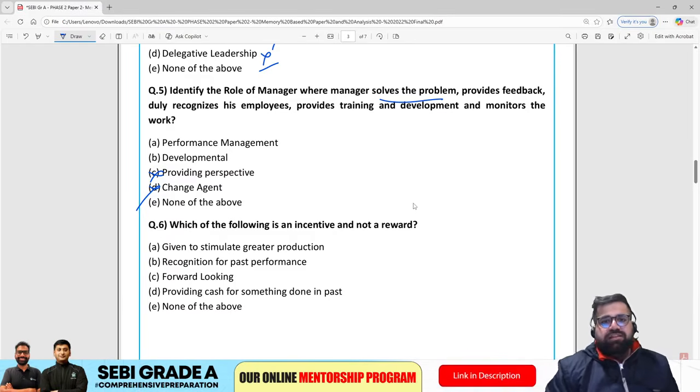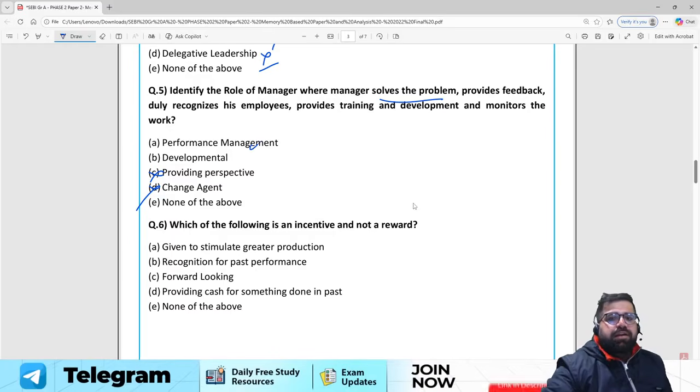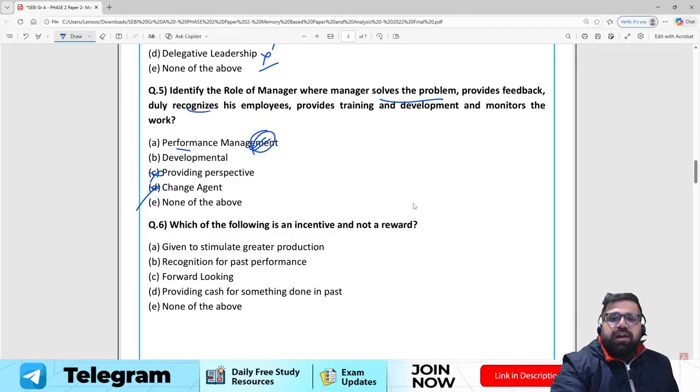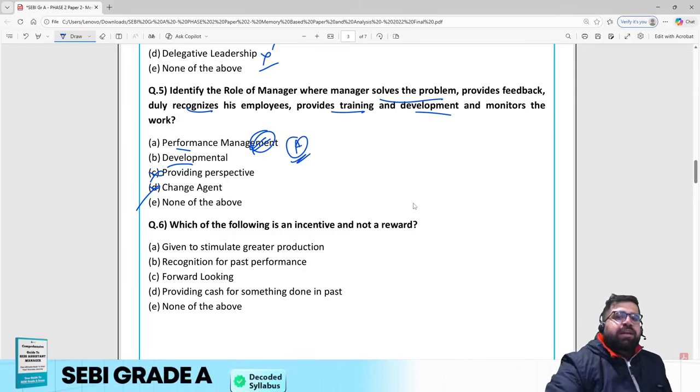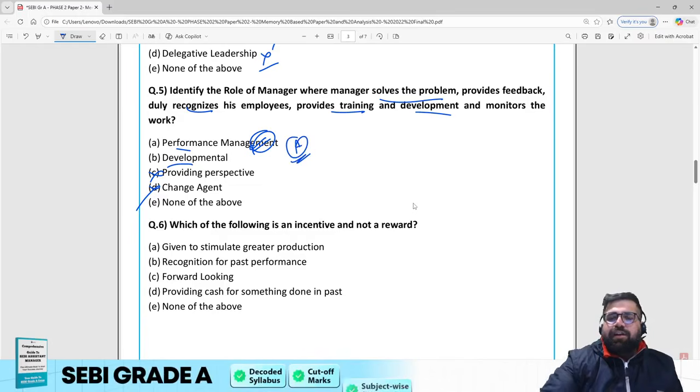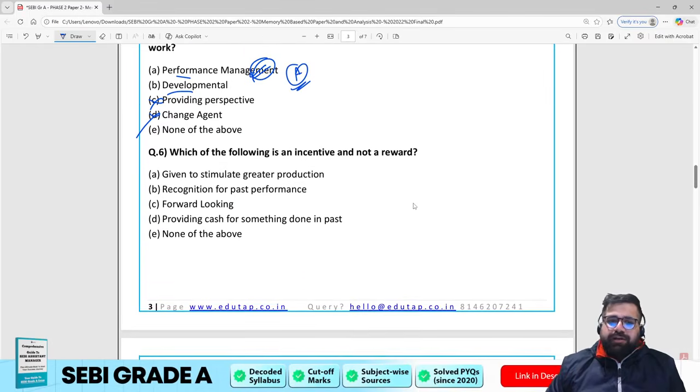So what will be the answer? The correct answer is performance management. Basically in performance management, you recognize the employee, you provide training and development also. Right? If I choose developmental, then it's more of future oriented, not of like current work. So therefore my answer will be option number A. This was a kind of a tricky question, so I will rate it as moderate.